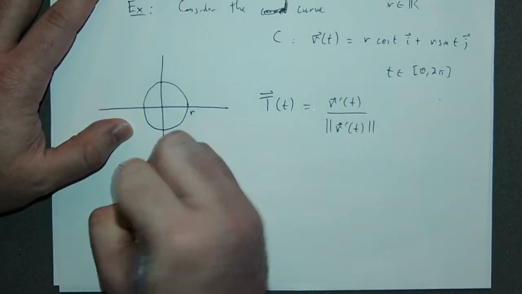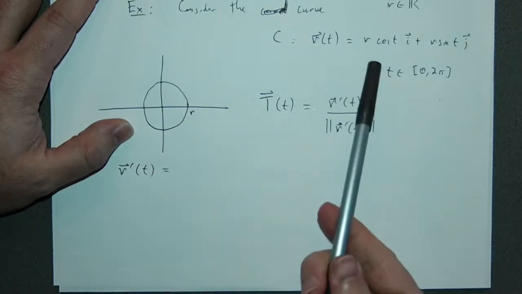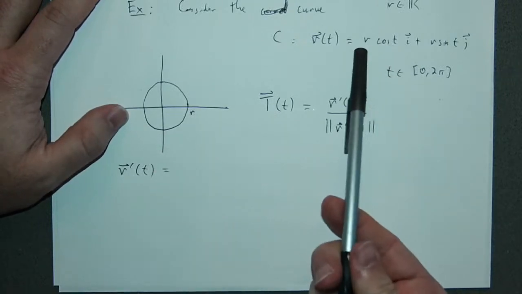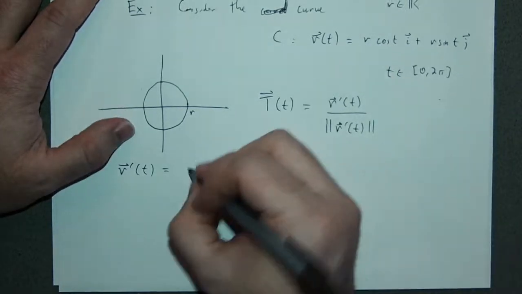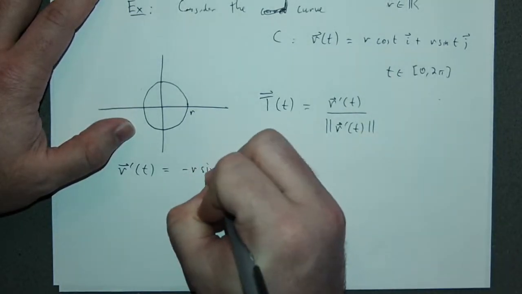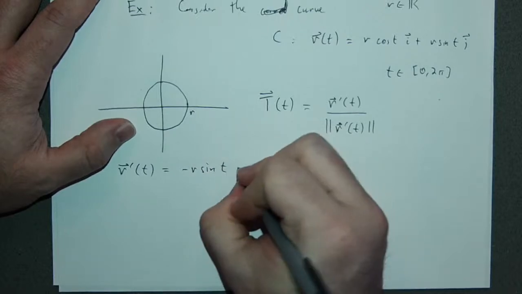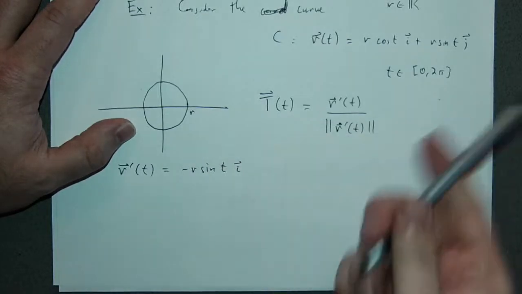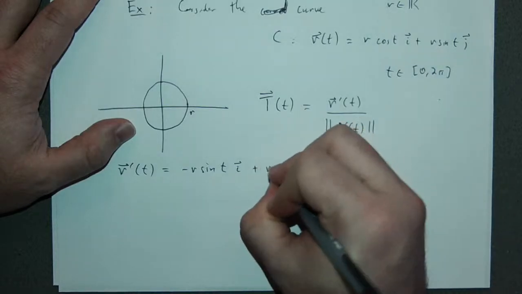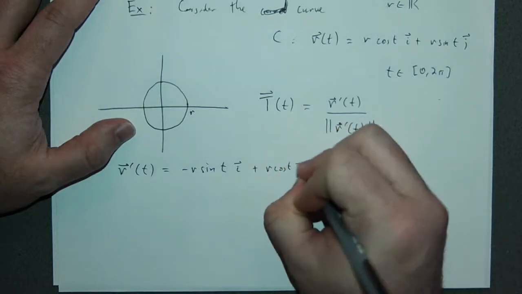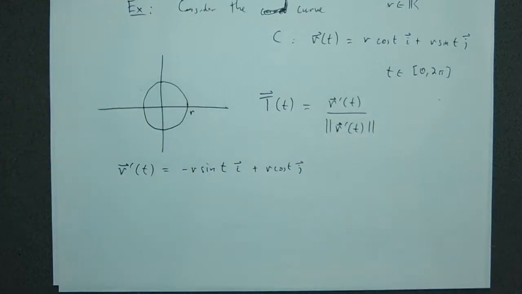So r prime of t is, little r is just a constant. So I have a constant times cosine t. The derivative of that is minus r sine t i. The derivative of r sine t is r cosine t, so this is plus r cosine t j.